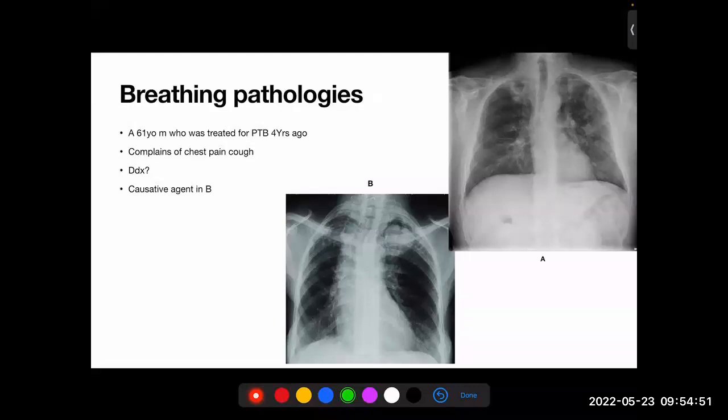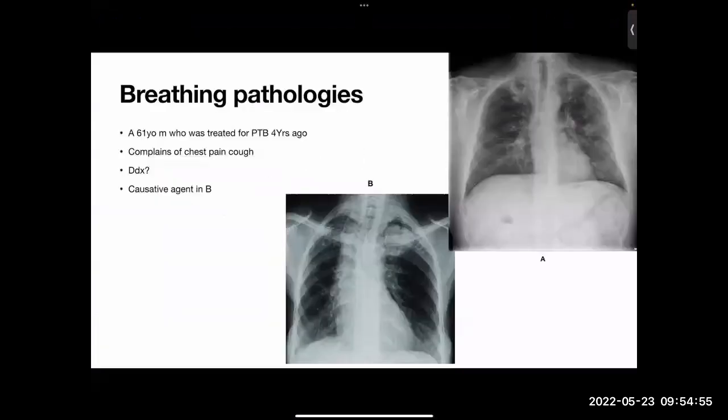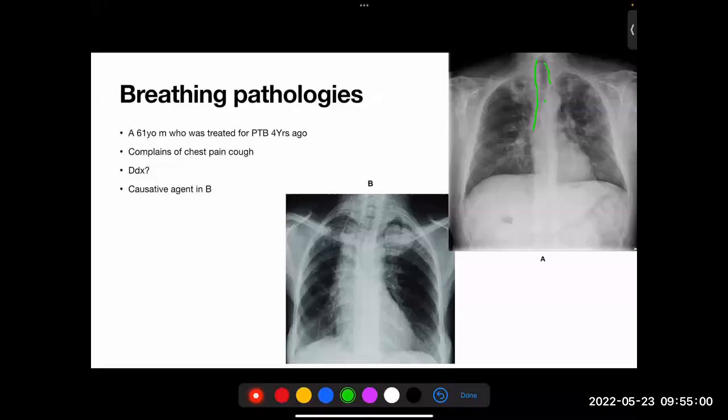Let's go through again. What's happening? So let's go through. There is this. Is there a mass here? I don't know. But then there is that. There is there. So then that is the airway.